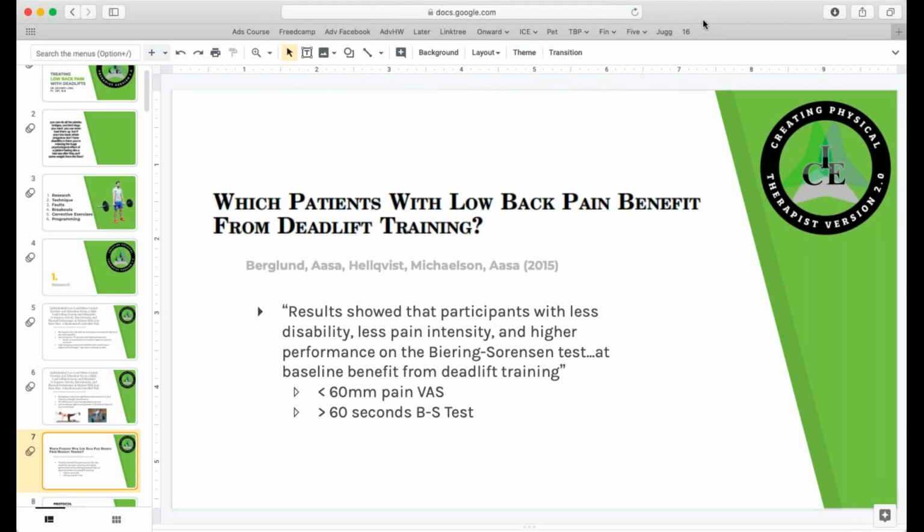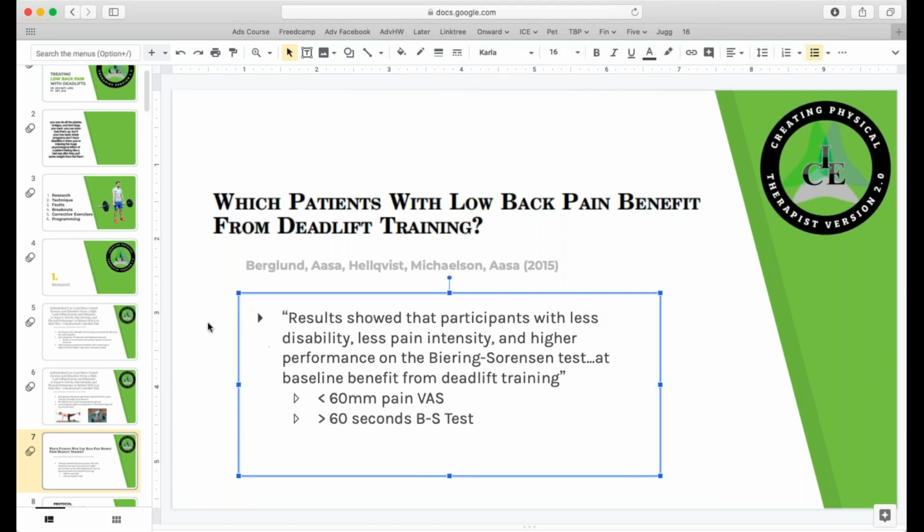So those that had less than 60 millimeters on the pain visual analog scale and could hold the Biering-Sorensen test for greater than 60 seconds were those that were most likely to benefit from deadlifts in their management of low back pain. So they had moderate or less pain intensity, and then they had a somewhat decent level of lumbar spine endurance. We'll go over this Biering-Sorensen test a little bit later. But that's who they found were most likely to benefit from deadlift training.